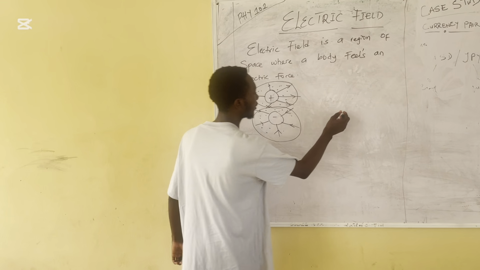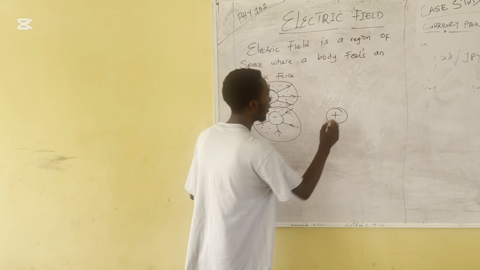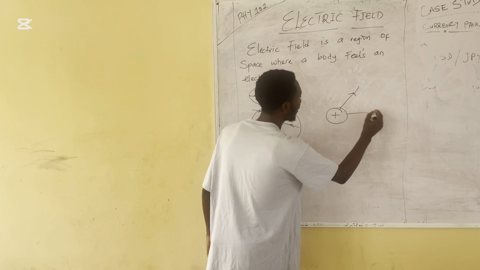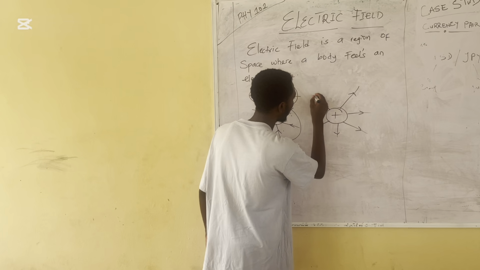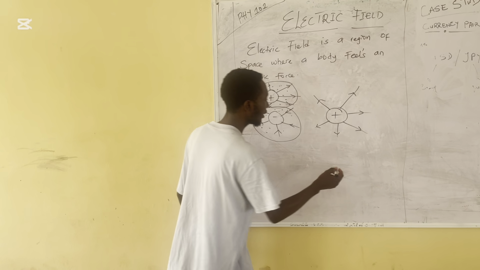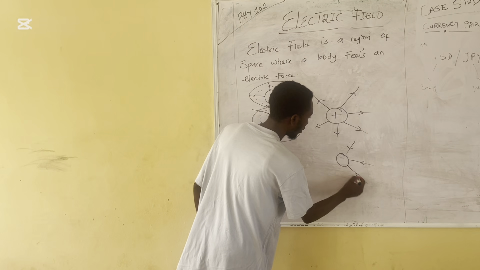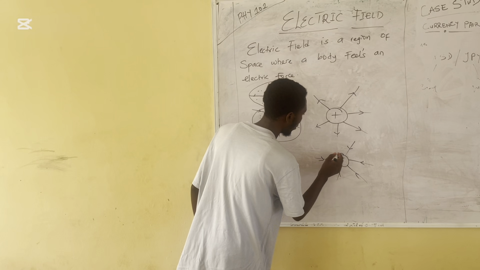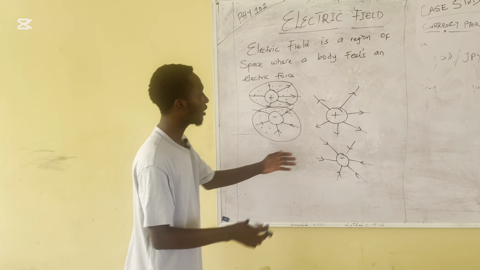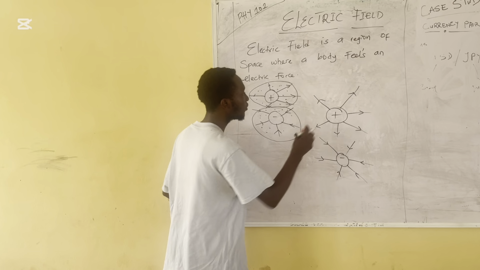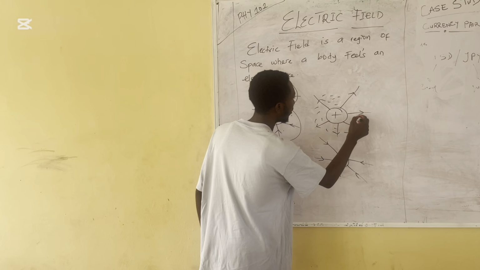I've told you that for positive charge, the line of force is always outward. And for negative charge, the line of force is always inward. So what is now the electric field around this charged body? The electric field is this region. This is the electric field.